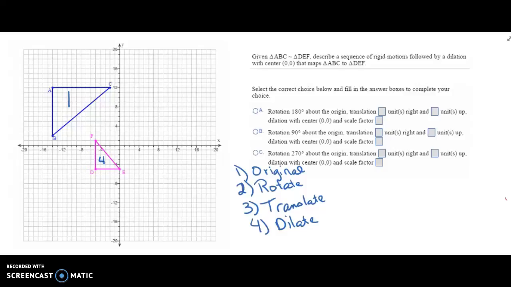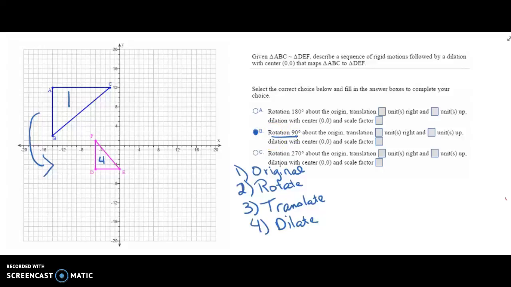Okay, so the first step is to go through and figure out how much are we going to rotate it. Well, remember that unless they tell us that we're going counterclockwise or clockwise, we're always going counterclockwise. So we are going to move from this square and we want it to turn one way so that that C is up on the top. So we're going to rotate 90 degrees. So we have to do this one.